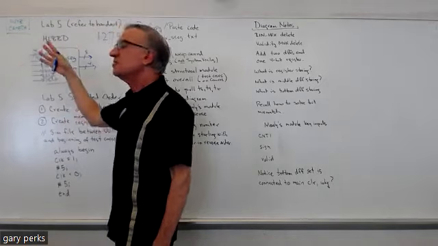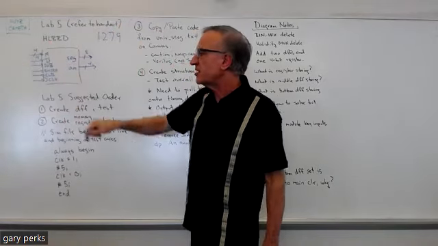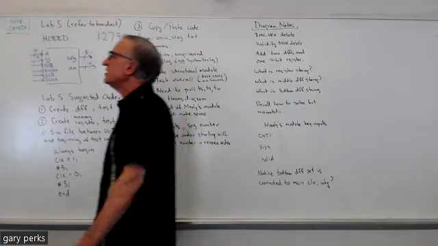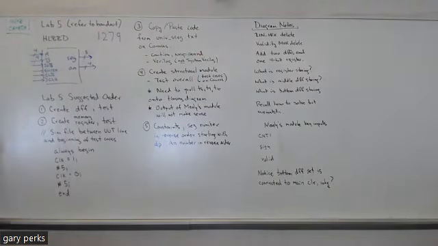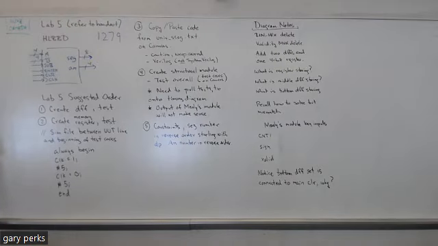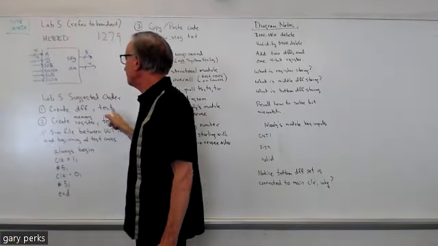But then after that, you can now work on lab five also. And again, that's not due until Friday of next week. But this is my suggested order. First thing, create your D flip-flop. And again, I've given you most of what you need. You basically just have to fill in the input and output declarations. And then you want to test it, right? You want to simulate it.